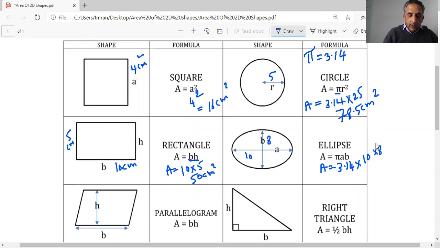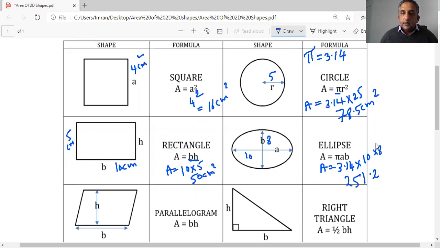I'm just going to do it for you. 3.14 times 10 times 8. So it will be 251. Whenever you are using a calculator, always try to double check your answer, just in case you have done anything wrong. You can just develop the habit of double checking your answers, especially when you are using a calculator, because sometimes we press the wrong buttons, right? So the area of this shape will be 251.2.